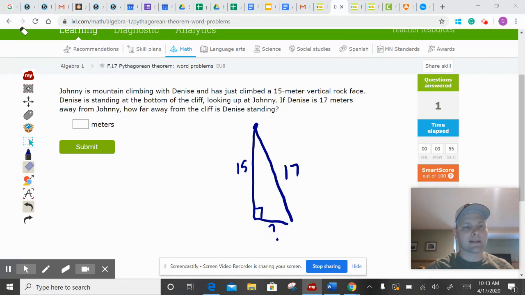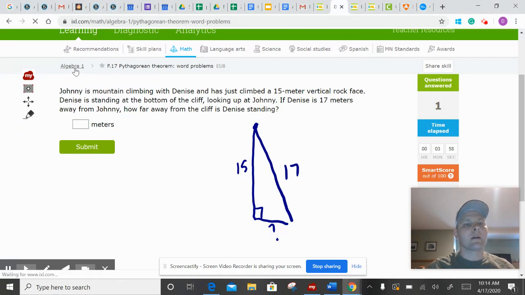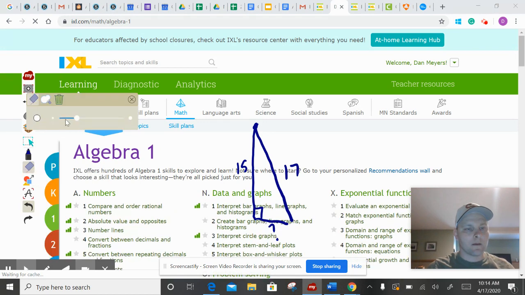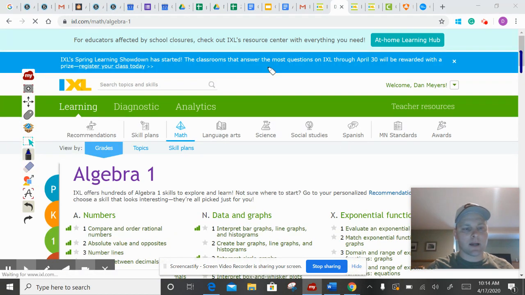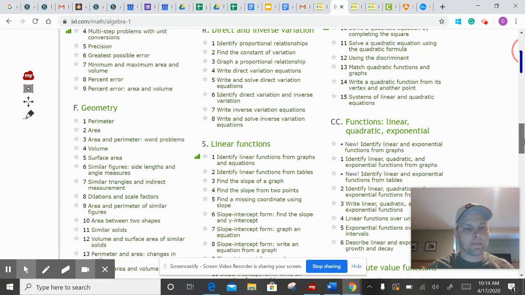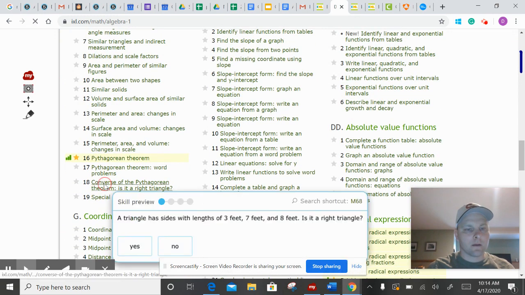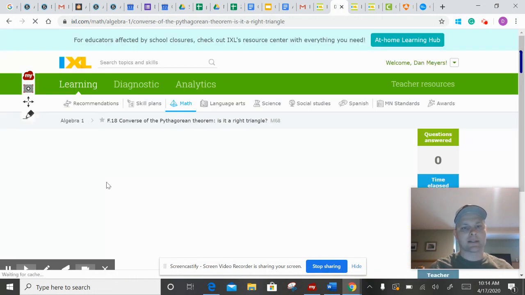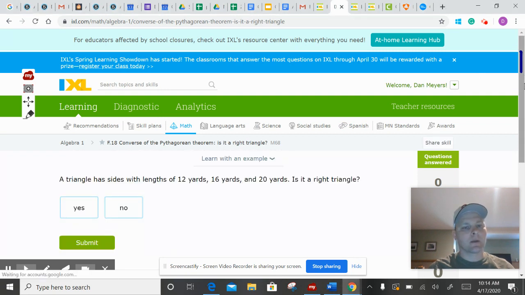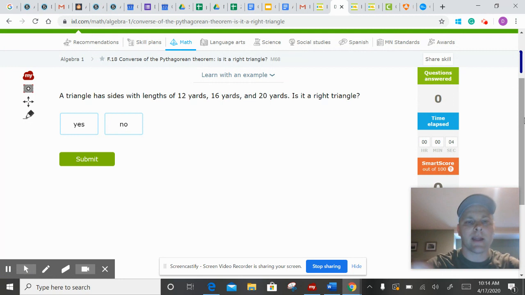Okay, let's take a look at skill F18, sorry, F18. F18 will be problems where you're using the converse of the Pythagorean theorem. So basically, they'll give you the three numbers and they're asking if these three numbers together would make a right angle, would make a right triangle. Okay, so here, a triangle has sides with a length of 12, 16, and 20. Is it a right triangle?